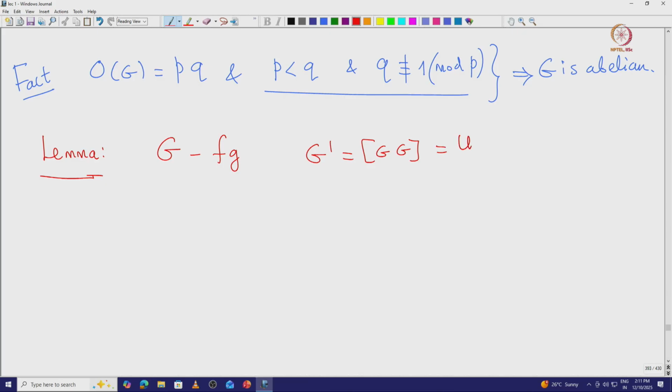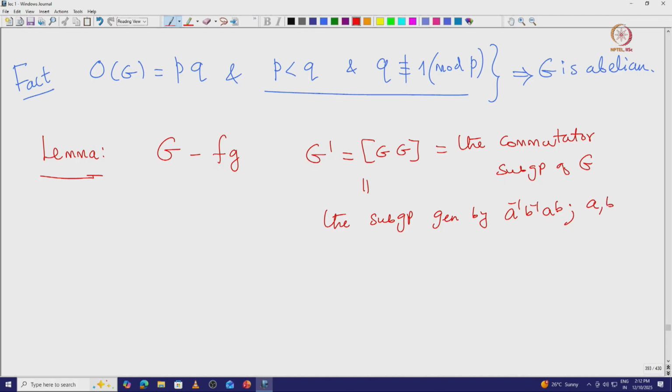So, this is the commutator subgroup of G. By definition, it is the subgroup generated by all the commutators a inverse, b inverse, a b, where a and b come from G.